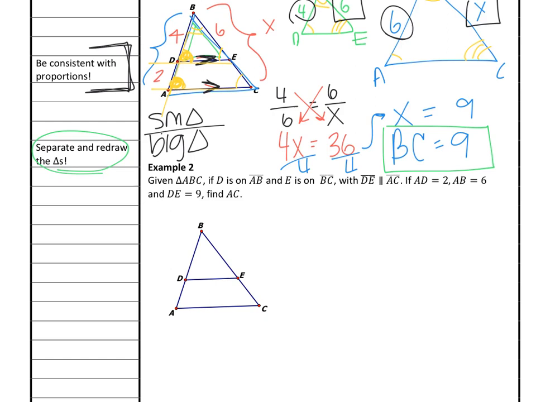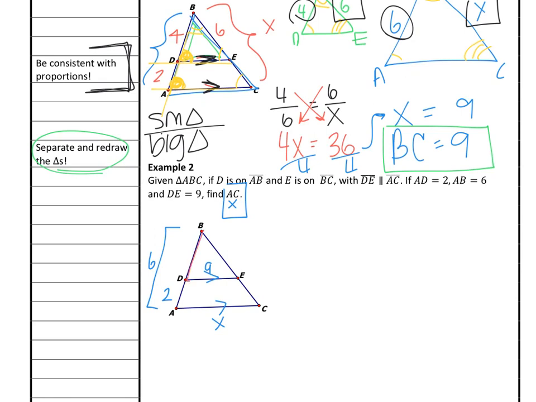Remember that as you read, you should be labeling, and then hit play when you're ready to see the next step. Okay, so this time they gave us a whole segment, AB, a partial segment, AD, and then the base as 9, and then we're looking for X.